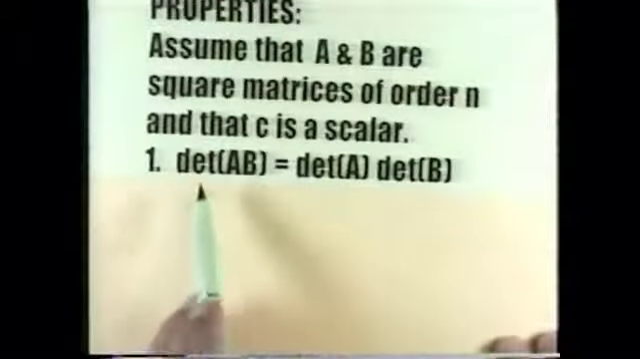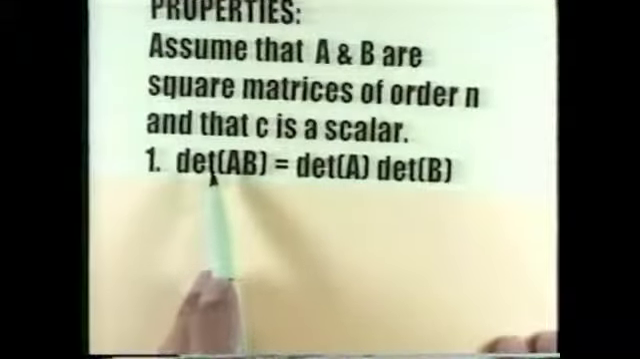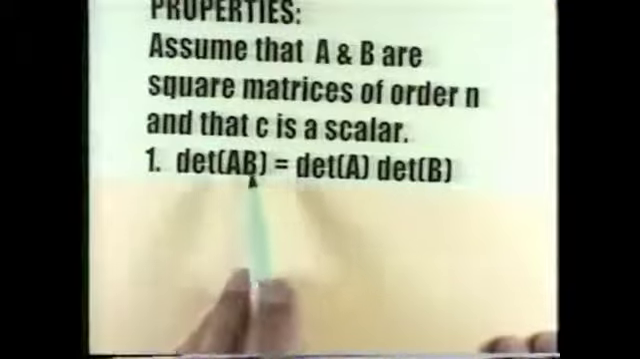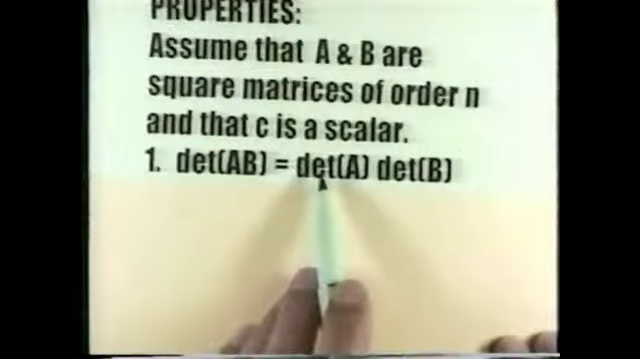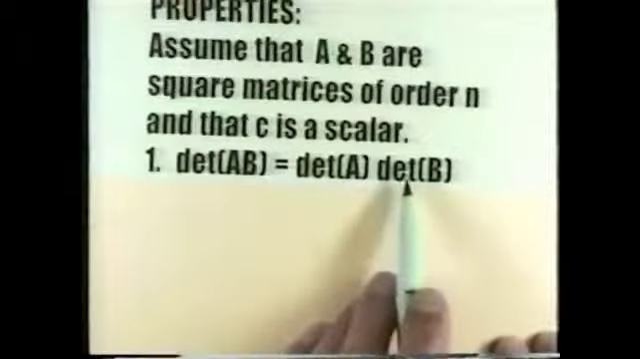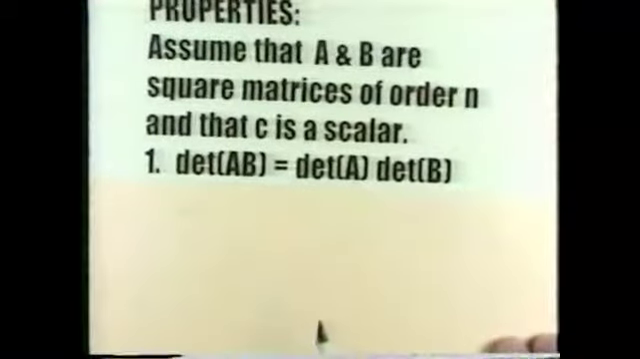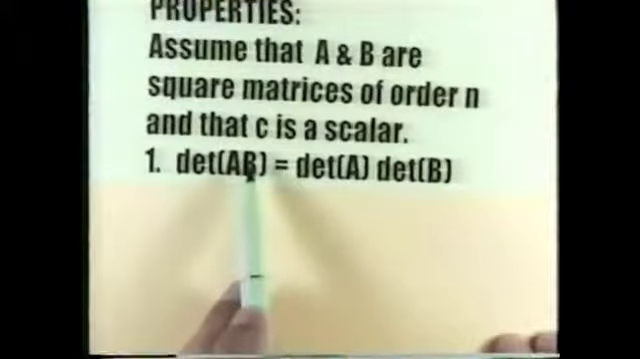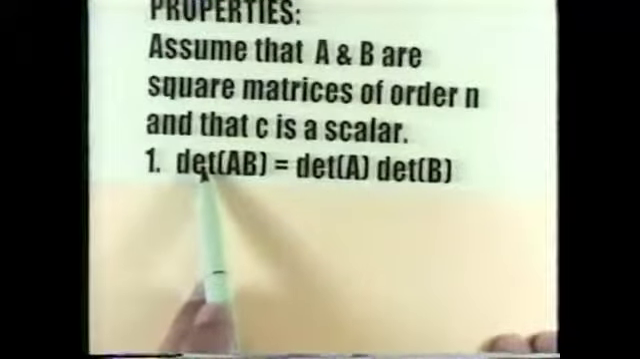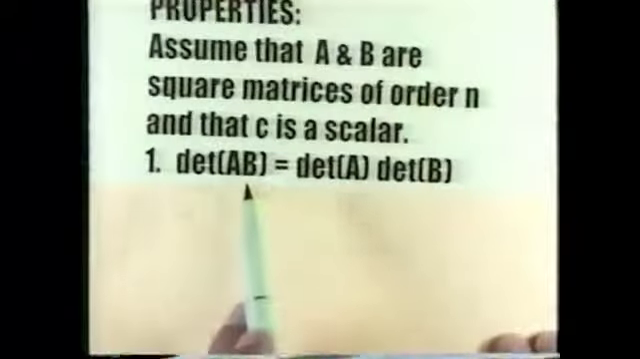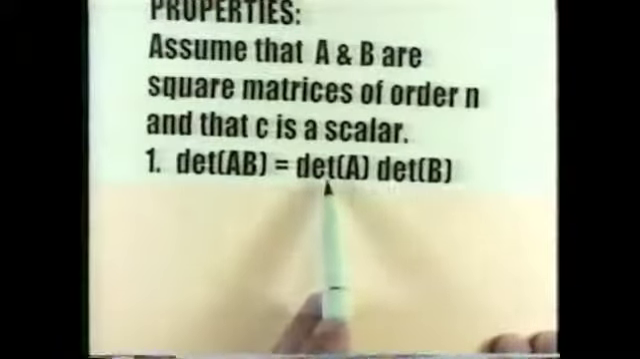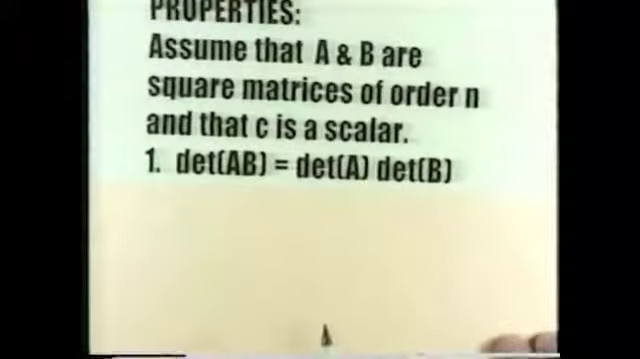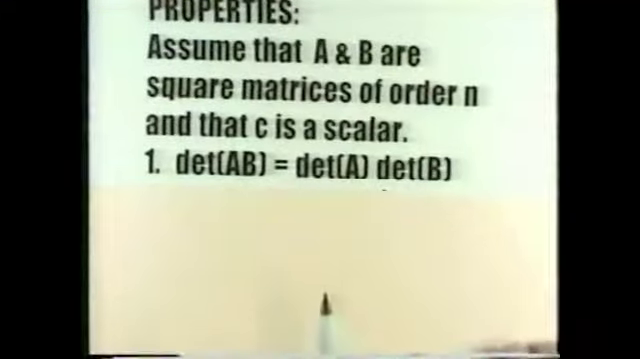The first property is that the determinant of the product AB is equal to the determinant of A times the determinant of B. So if I multiply two matrices using matrix multiplication and determine the determinant, I will get the same result as I would if I do the determinants before multiplying, and then multiply the two determinants together.